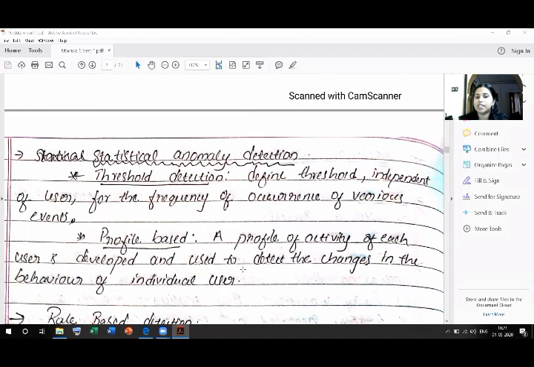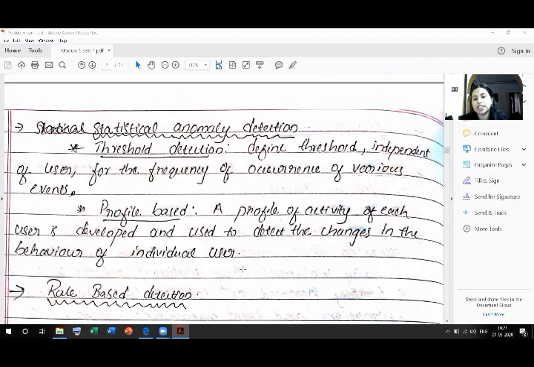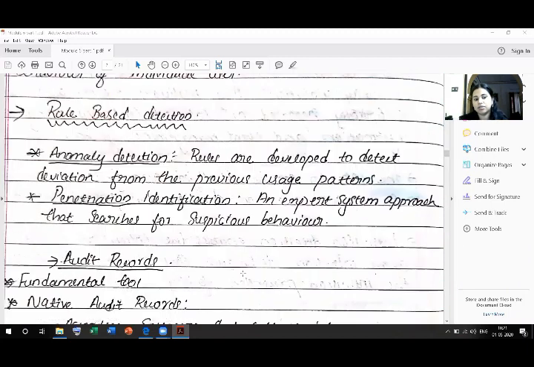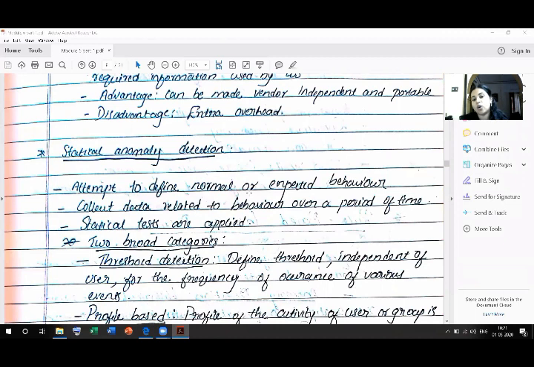The two types are statistical anomaly detection and rule-based detection. In statistical anomaly detection, they attempt to define normal or expected behavior and collect data related to the behavior over a period of time. Then statistical tests are applied.